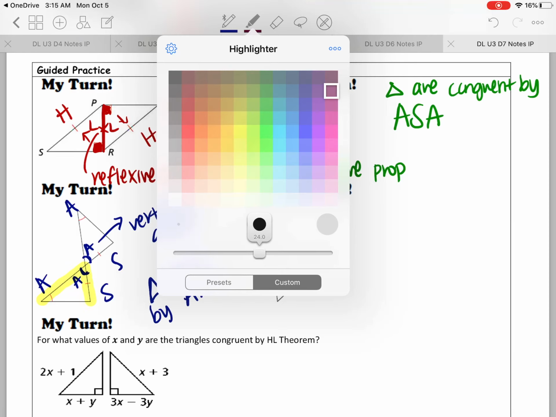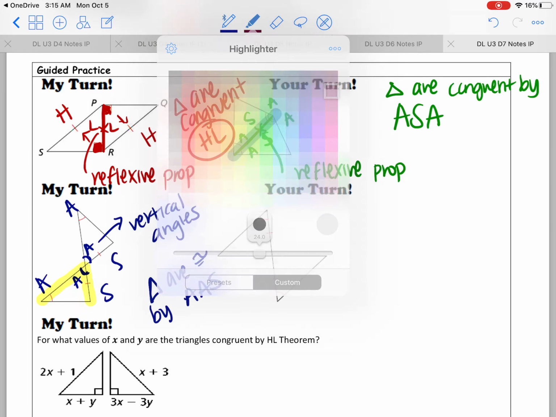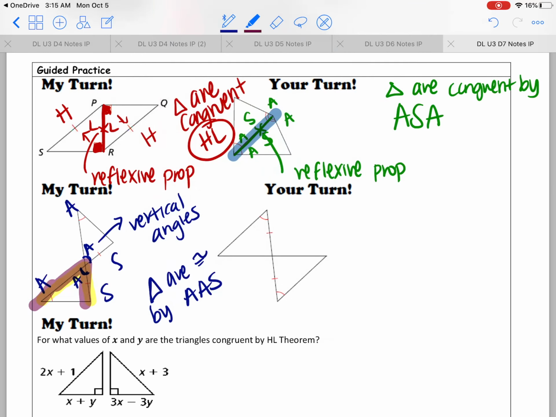You're probably thinking, well, why, Ms. Hernandez? Why can't I just go side, angle, angle? Well, if you say side, angle, angle, notice that that's not one of the shortcuts, so you have to go the other way, okay? As long as you don't get angle, angle, angle, or the dunki theorem, then you should be fine.